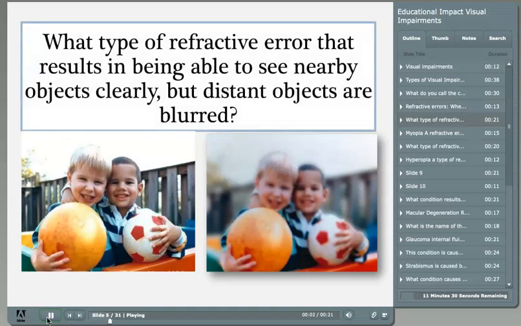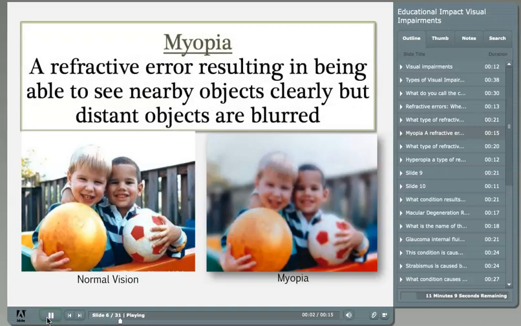What is the type of refractive error that results in being able to see nearby objects clearly, but distant objects are blurred? The answer is myopia, or nearsightedness. Myopia is a refractive error resulting in being able to see nearby objects clearly, but distant objects are blurred.